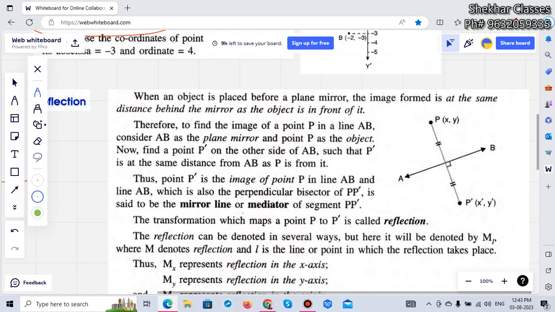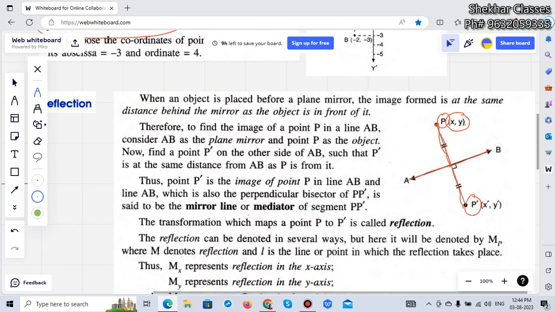When an object is placed before a plane mirror, the image formed is at the same distance behind the mirror as the object is in front of it. Considering that this is the mirror, an object is kept here, at this distance from the mirror, the image will be formed here. So if the object has a coordinate x comma y, the image will have a coordinate, say x dash, y dash. And if the object is P, the image is P dash.